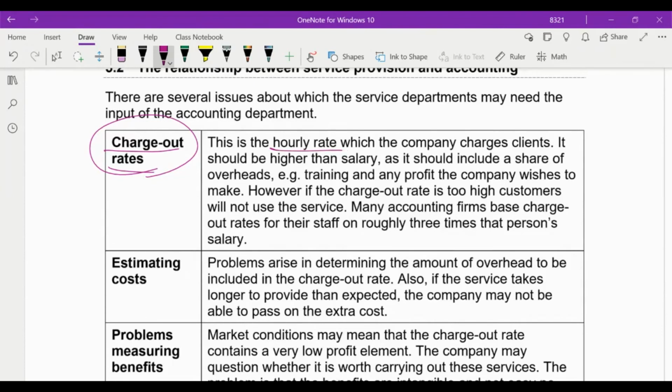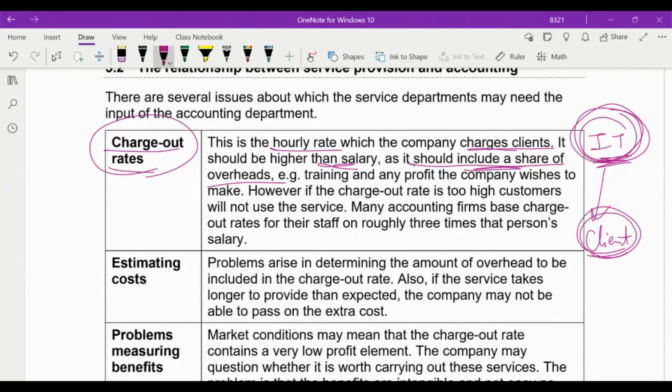So this is the hourly rate which the company charges clients. It should be higher than salary, as it should include a share of the overheads. For example, you have hired IT professionals and you outsource these IT professionals to others. Whatever you are charging the client should be more than what you are incurring for hiring that IT professional. I hope you're getting my point. However, if the charge out rate is too high, the customer will not use the service. So again you have to make a balance, a trade-off between what you want to charge the customer and what the customer can pay.